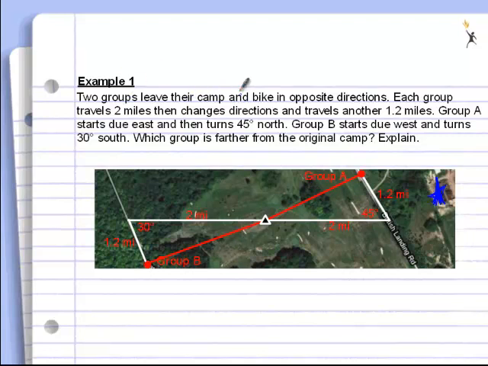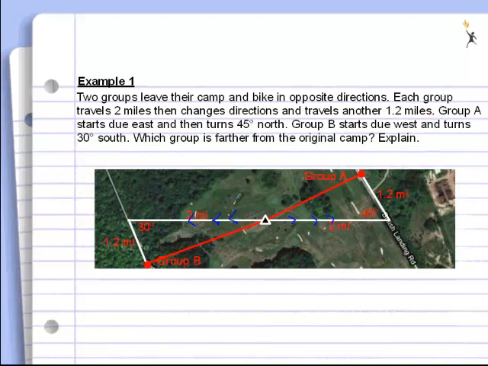Two groups leave their camp and bike in opposite directions. Here's their camp, and we can see Group A went this direction. Actually, that's not true. Group A went in this direction, and Group B went in this direction. Now we can see they both went 2 miles, and then they changed directions and traveled another 1.2 miles. So they both traveled 3.2 miles. 2 miles plus 1.2, 2 miles plus 1.2. Both of them traveled 3.2 miles.